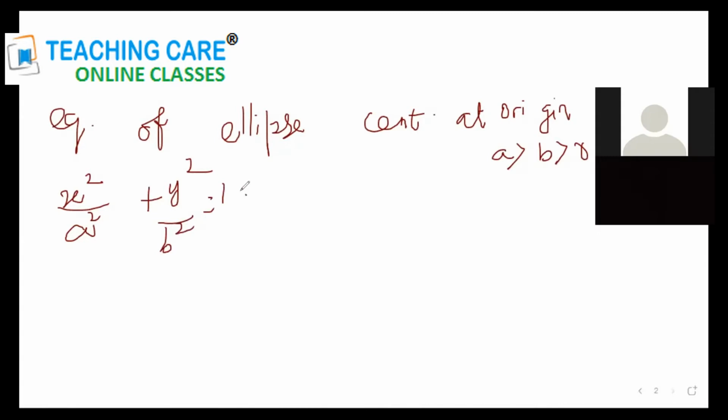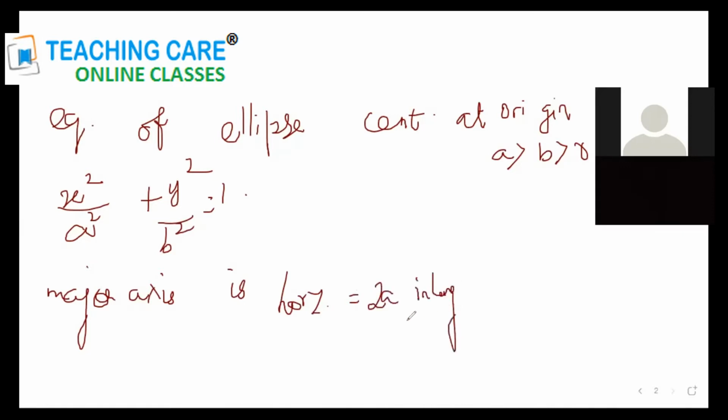Here the major axis will be horizontal and equal to 2a in length. You have to make a note of this. Major axis will be horizontal and equal to 2 times a in length. The vertices for this would be plus or minus a comma 0, and the co-vertices would be 0 comma plus or minus b.